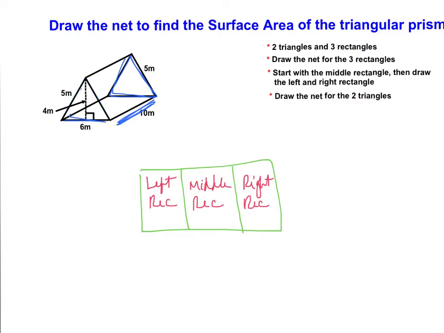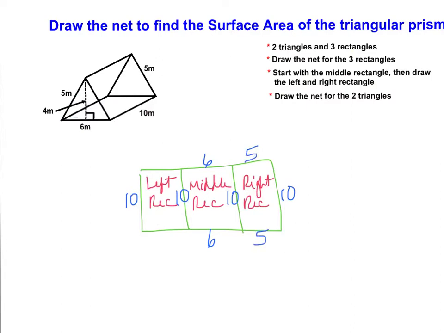The 10 connects the 2, which means this will connect that side and that side, so this has to be 10. So this is 10, which means all of the parallel sides have to be 10. So here's my 6. Let's go ahead and do the right rectangle, 10 by 5.